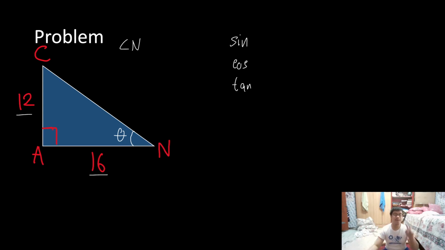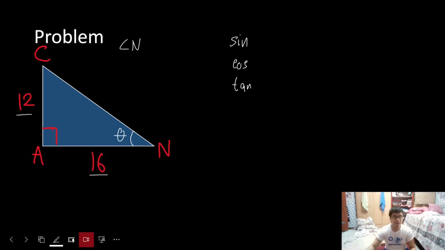But we have only two given sides. To be particular, we have only two sides that are the legs of the right triangle. So which one should we use? First and foremost, you need to know the parts first of the right triangle. Okay? So first we have the hypotenuse, the opposite, and the adjacent. How would you know if the side or the leg is opposite and the other is just the adjacent? It depends on the angle we are referring to.